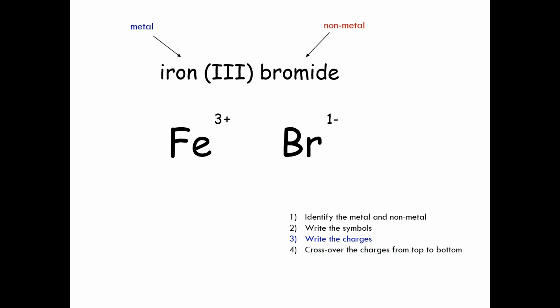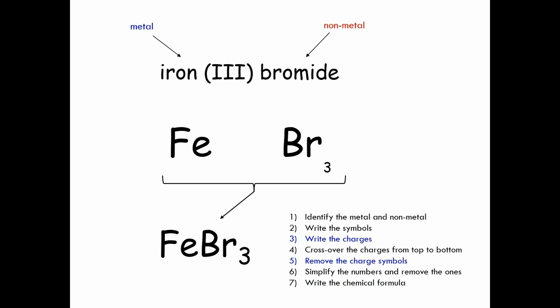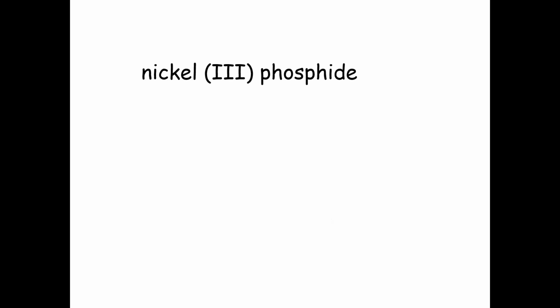Now we cross the charges over from top to bottom, remove the charge symbols, simplify the numbers and remove the ones, and we put it all together. And so the chemical formula for the name iron, Roman numeral 3 bromide, is FeBr3.